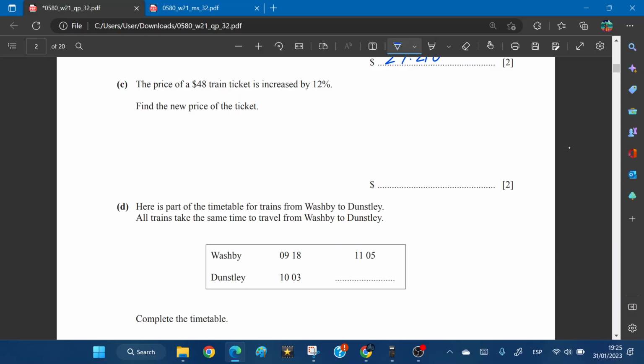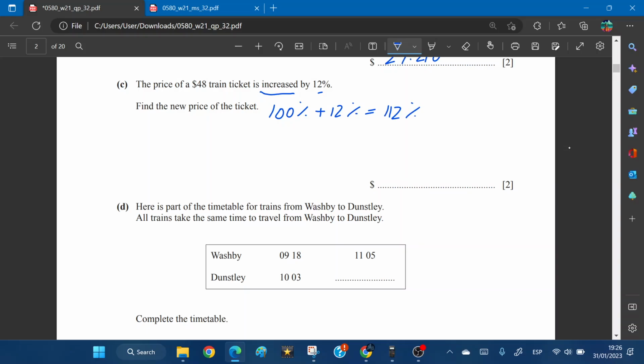Okay. Question C. The price of a train ticket is increased by 12%. Find the new price of the ticket. So the quickest way for me is to use the multiplier, right? If we are increasing something by 12%, we take the whole amount, which is 100%. We add 12% to that. We end up with 112%. You can do this in your head. You don't have to write this down.